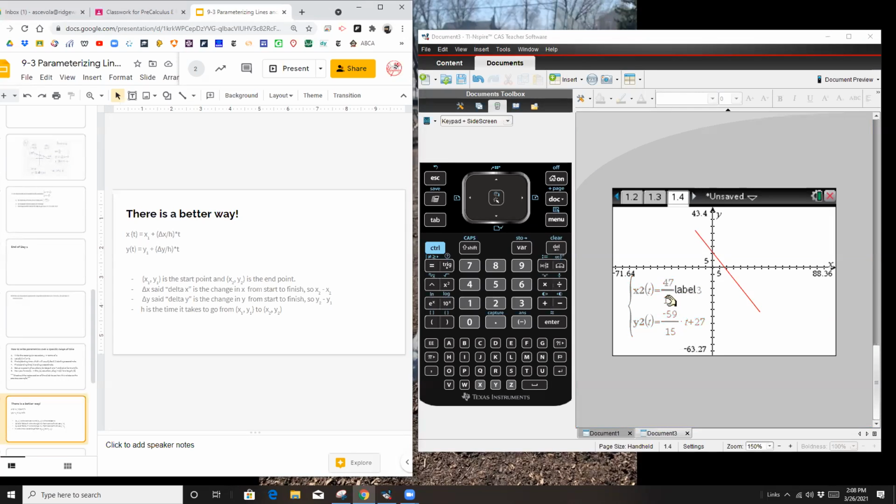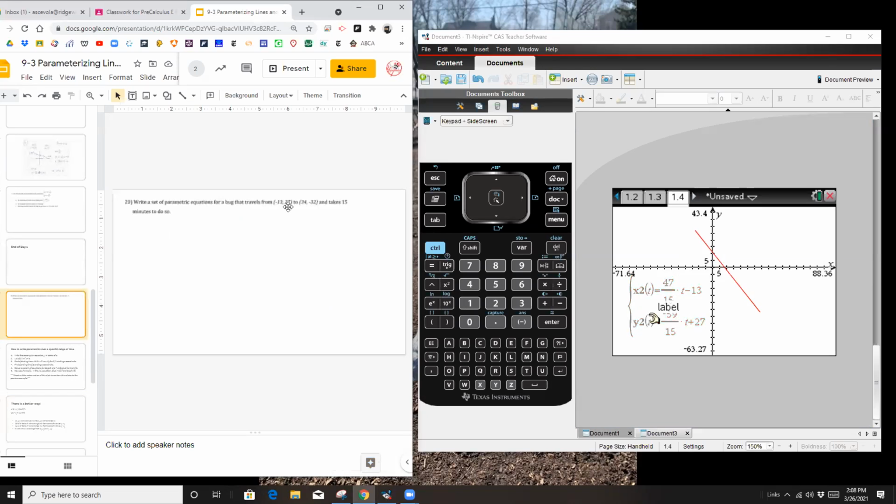So that's why both of these are over 15, because it's always going to be the same number, because it takes the same amount of time since they're both the same points. It's just one's x coordinate, one's y coordinate. Then the 47 is the change in x and the 59 is the change in y. So if you look at these 2 points, from negative 13 to 34, that's a change of positive 47. And from 27 to negative 32, that's a change of negative 59.